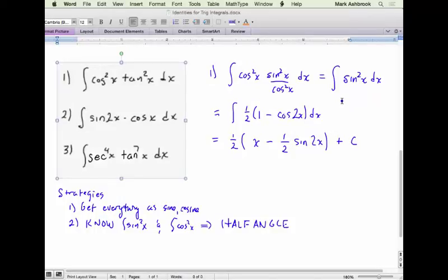Just sine squared or cosine squared. Well, if you have it to the fourth, you end up doing this: you break it into two half angles and you FOIL it out.